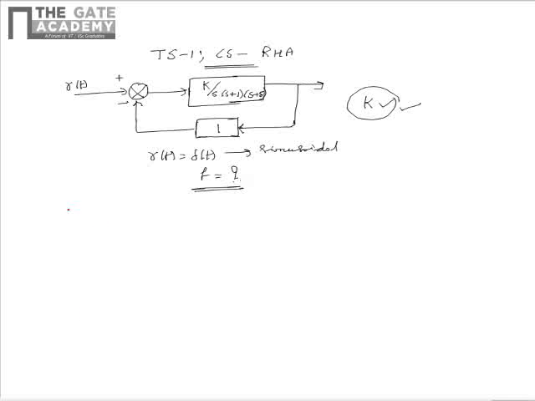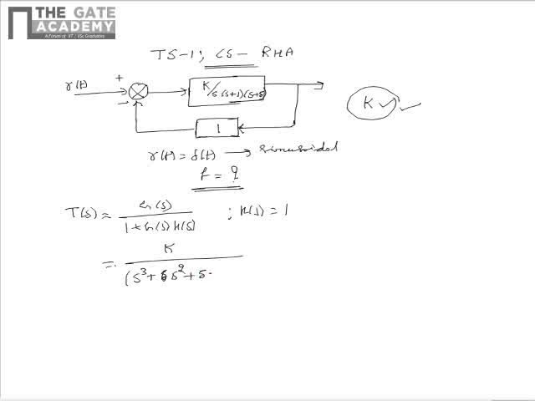We see that the overall transfer function can be written as T of s is equal to G of s divided by 1 plus G of s into H of s, and here H of s is equal to 1. From this we can see that T of s can be written as K by s cube plus 6s square plus 5s plus K, and s cube plus 6s square plus 5s plus K is the characteristic equation of the control system.